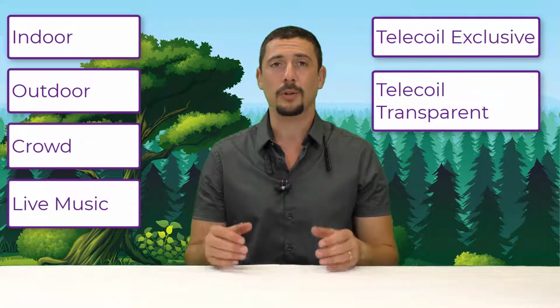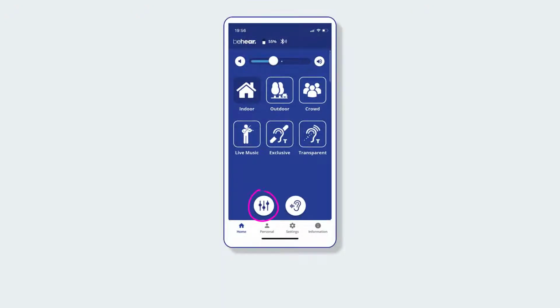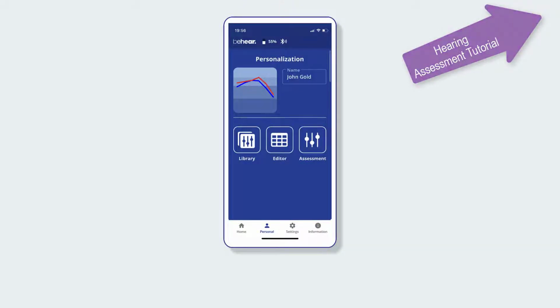Your Be Here Access headset is ready to use out of the box. It comes pre-programmed with 6 different hearing presets: indoor, outdoor, crowd, live music, telecoil exclusive, and telecoil transparent. Using the hearing assessment in the Be Here app, these presets can be customized to suit your specific hearing preferences and capabilities. Click the link to watch the video tutorial for the hearing assessment.